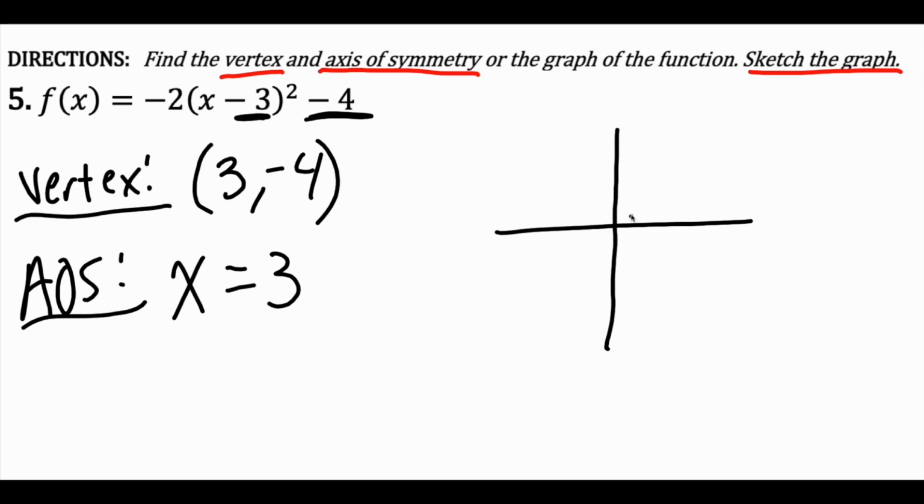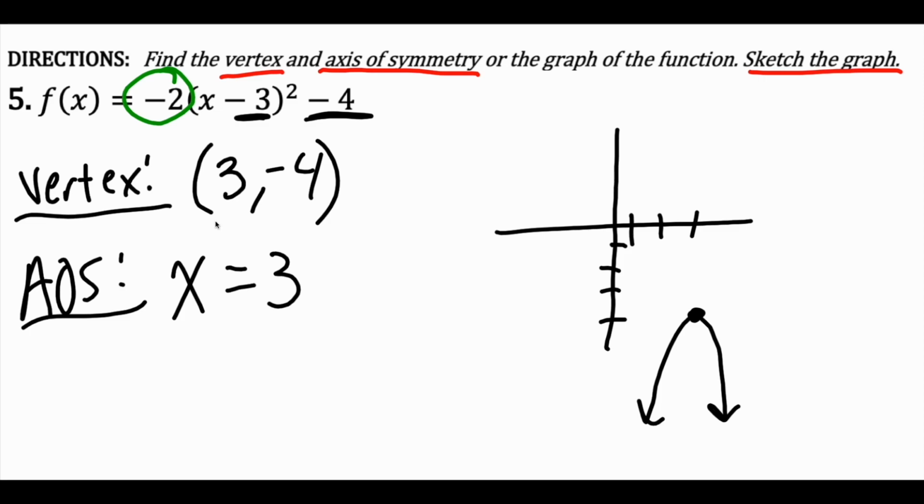So I have 3, 1, 2, 3, negative 4, 1, 2, 3, 4. Put a point. There's your vertex at 3, negative 4. And then this number right here tells us what else we need to know. So the negative means it's going to be open down, and the 2 means it's going to be a little bit more narrow. So what we're going to do is just, again, a rough sketch. That's all you need to do for that, okay?